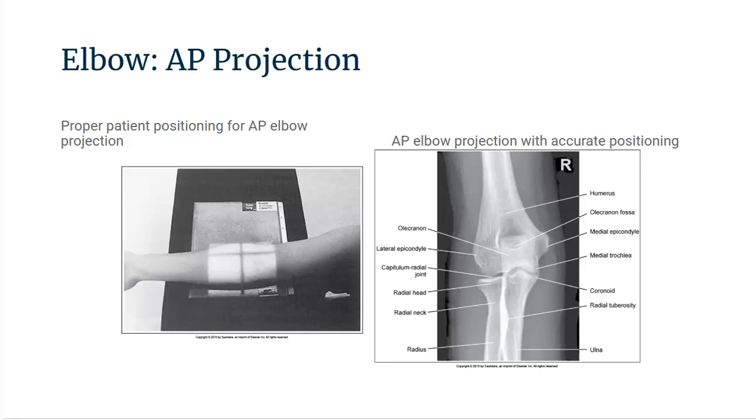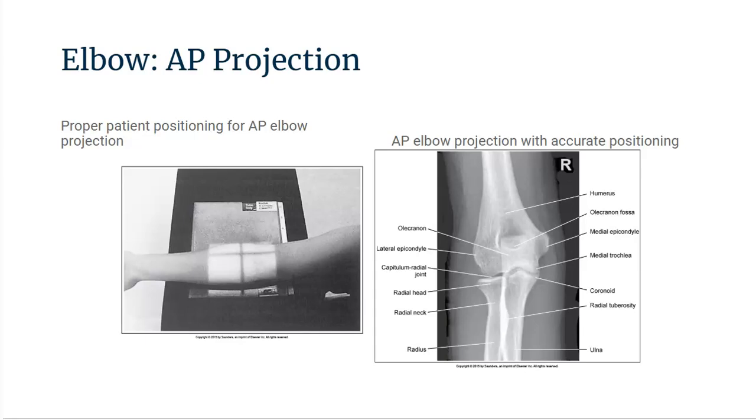Let's start with the AP elbow projection. Image analysis guidelines for the AP elbow projection state that the medial and lateral humeral epicondyles are to be demonstrated in profile. 1/8 of the radial head should superimpose the ulna. The radial tuberosity should be demonstrated in profile medially. Radius and ulna are parallel.